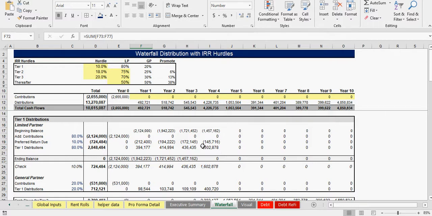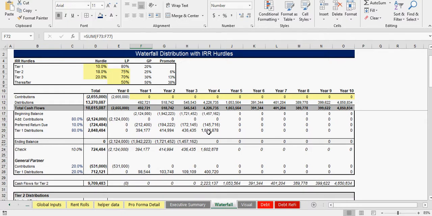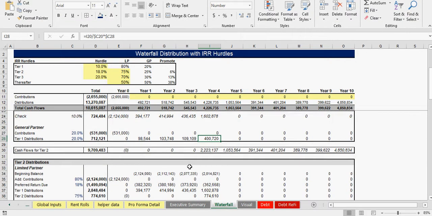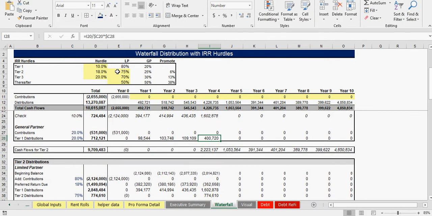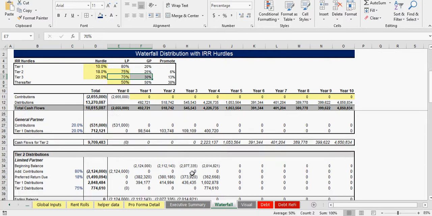And then after that, it's just saying, okay, well, that didn't use all the cash. We give whatever was left from that amount to the general partner, and then whatever's left after that gets split at the next tier and the next tier, and you go down and down, and that's essentially what's going on here.